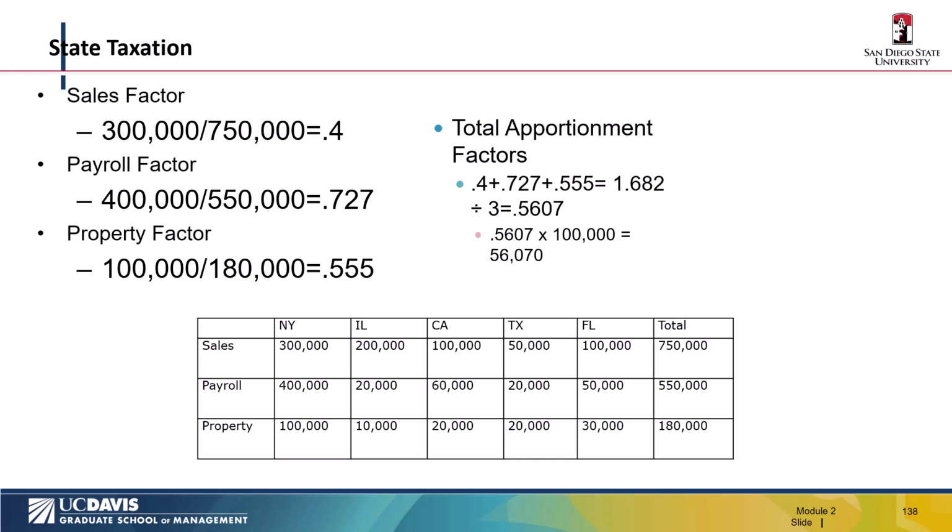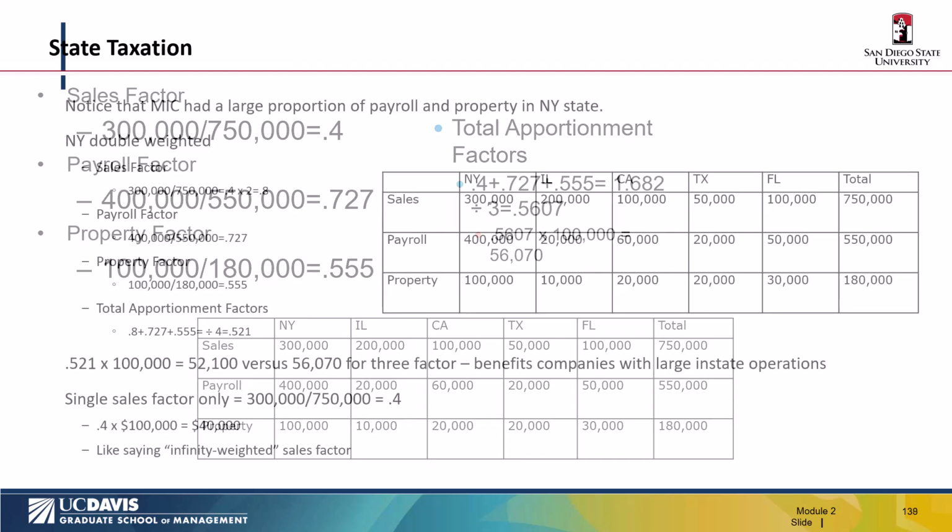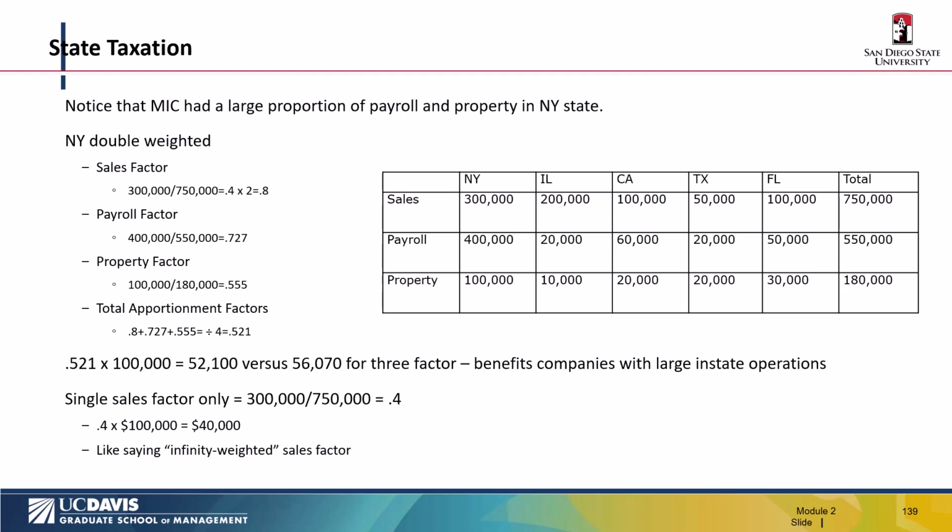So we calculate those ratios, 0.4, 0.727, 0.555, add them up, and divide by 3. It's 56%. And so New York is going to claim $56,070 of that $100,000 of taxable income under apportionment. Now, there could be allocated income that needs to be added in, but right now we're just dealing with apportionment. So note that MIC had a large proportion of payroll and property in New York State.